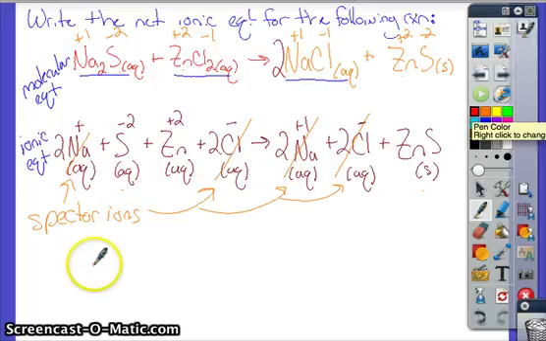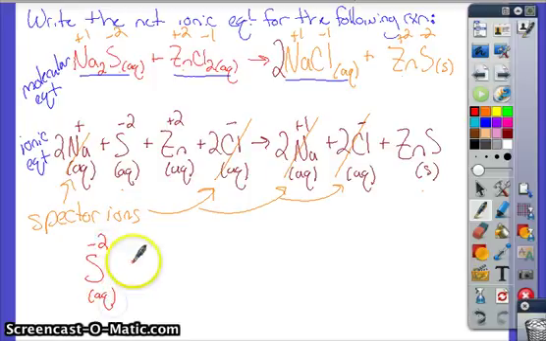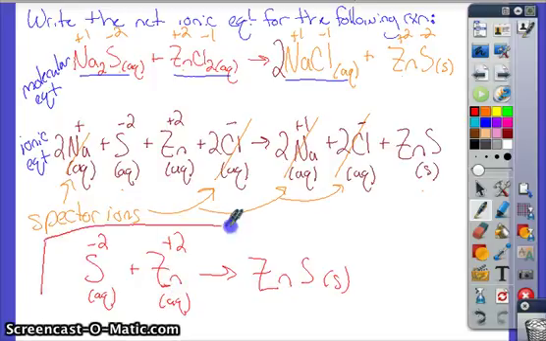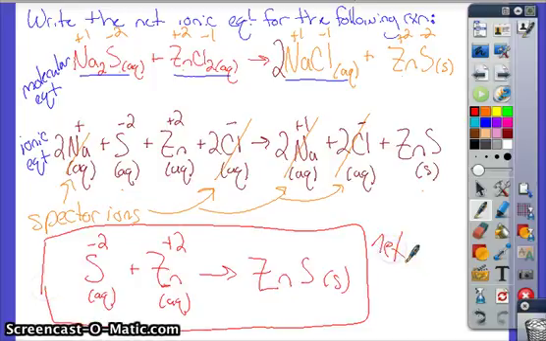So we have sulfide plus zinc, both ions, both in solution, and they yield zinc sulfide. And if you look, everything balances out. We have 2 negatives on the left, 2 positives on the right. We have 1 sulfur on the left, 1 zinc on the left, 1 sulfur and zinc on the right. This is our net ionic equation. It only shows the species involved in the reaction.